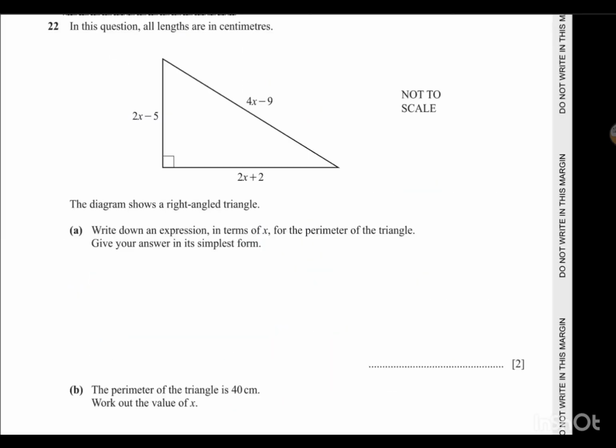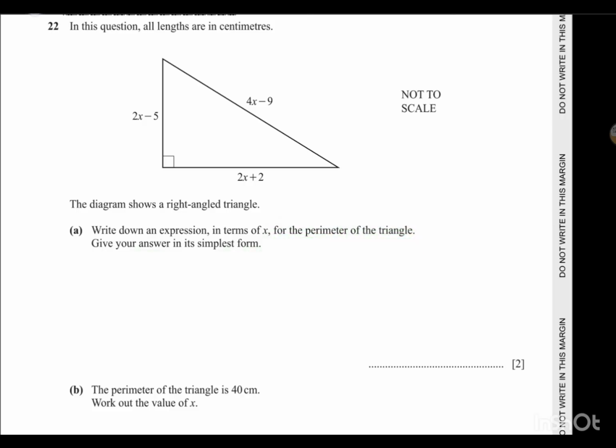Question number 22. In this question, all lengths are in centimeters. There is a triangle given with expressions as their sides. The diagram shows a right angled triangle. So it is a right angled triangle. Question A. Write down an expression in terms of x for the perimeter of the triangle. Give your answer in its simplest form.